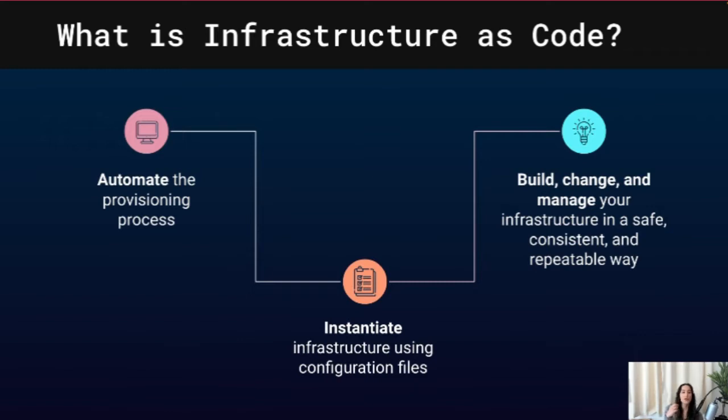So when you move into this new way of working with infrastructure as code, you treat your infrastructure the same way that you treat your code. So if something breaks and your infrastructure isn't working, you roll it back to a different version that was working, or you try a new version, or you can move it over here to another environment. You have this flexibility to build, change, and manage your infrastructure in a safe, consistent, and repeatable way.